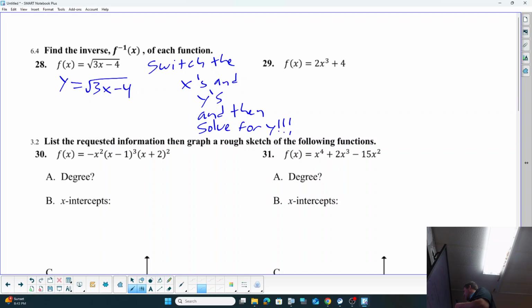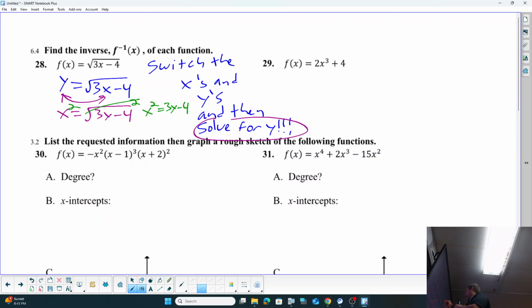So we're going to go ahead and switch the x's and y's now for you. So y is going to go there, and x is going to go there. So x equals square root of 3y minus 4. Now we have to solve for y. How do we solve for y? We're going to go ahead and power 2 both sides first. So that gives us x squared is equal to 3y minus 4.